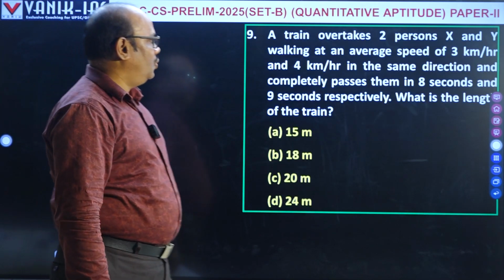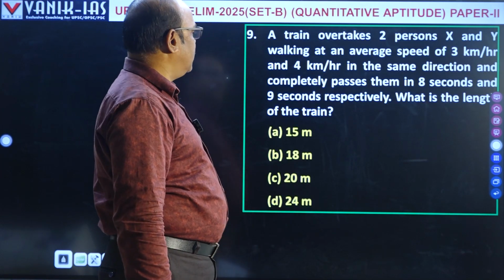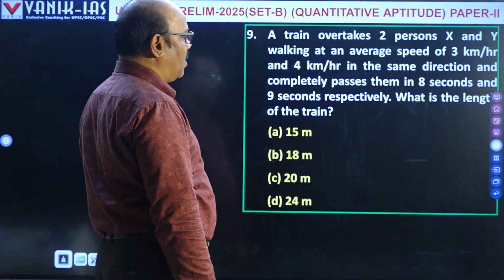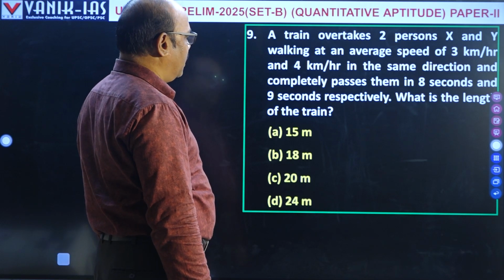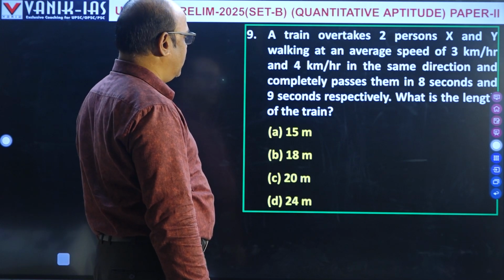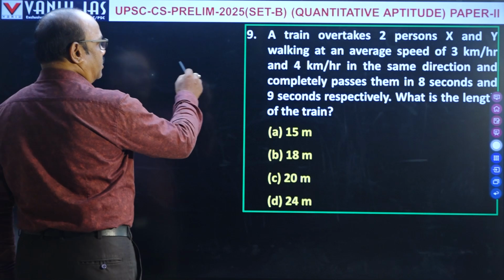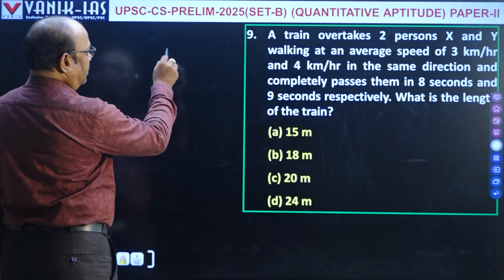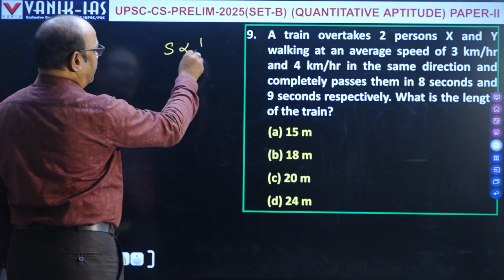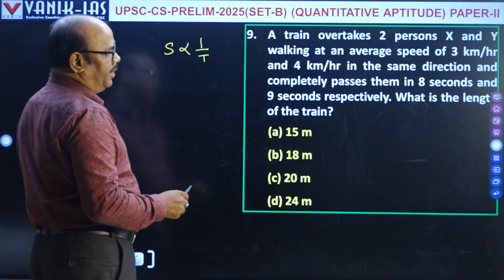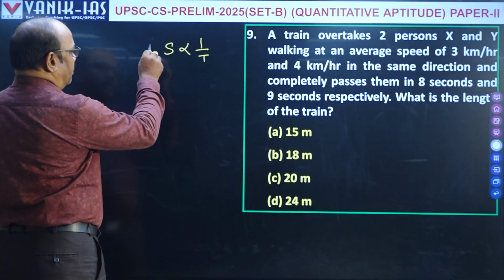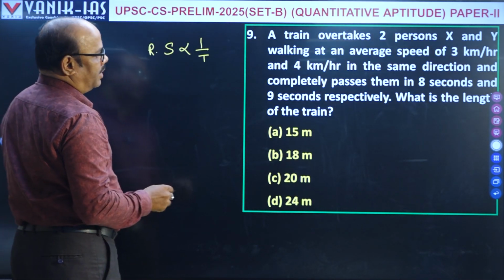Number 9 says a train overtakes two persons X and Y walking at an average speed of 3 km per hour and 4 km per hour in the same direction and completely passes them in 8 seconds and 9 seconds respectively. We know speed inversely varies with time. When they meet, the distance is constant. So relative speed varies inversely with time.